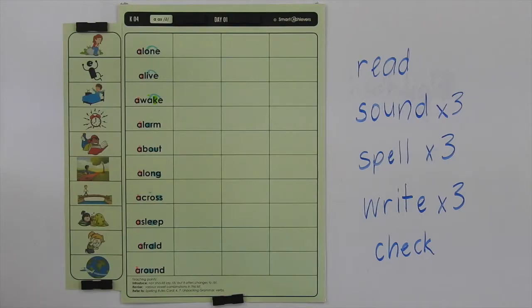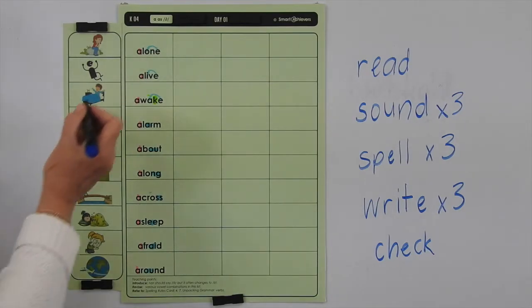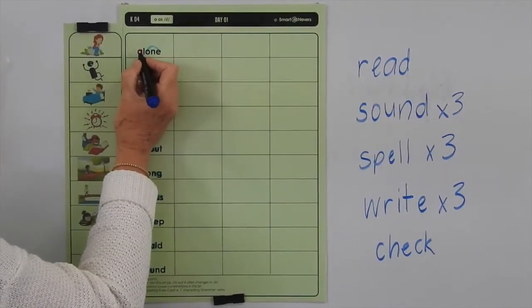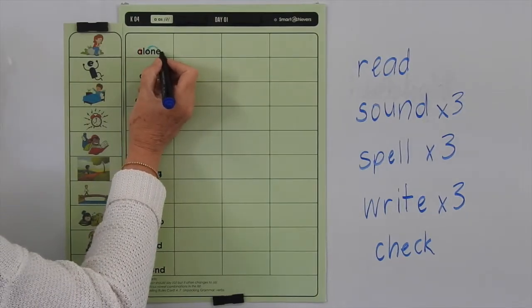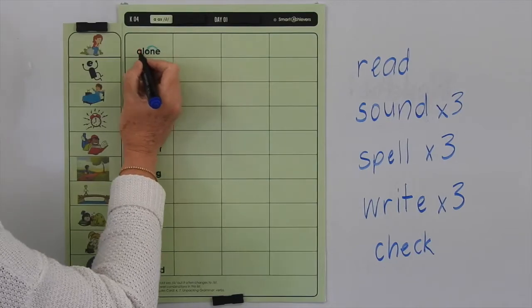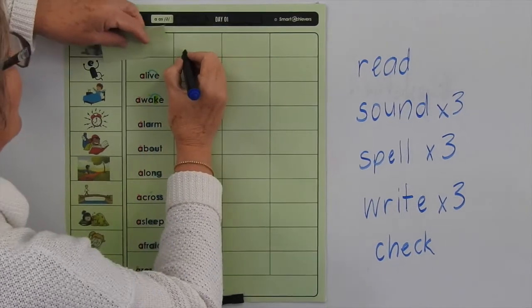Okay, let's read the words, sound the words, spell the words and write them. And we're going to write them 3 times and check them to make sure that we've spelled them correctly. Make sure you've got your little bit of paper to cover with. So we're going up-lone, up-lone, up-lone. A-L-O-N-E, A-L-O-N-E, A-L-O-N-E.